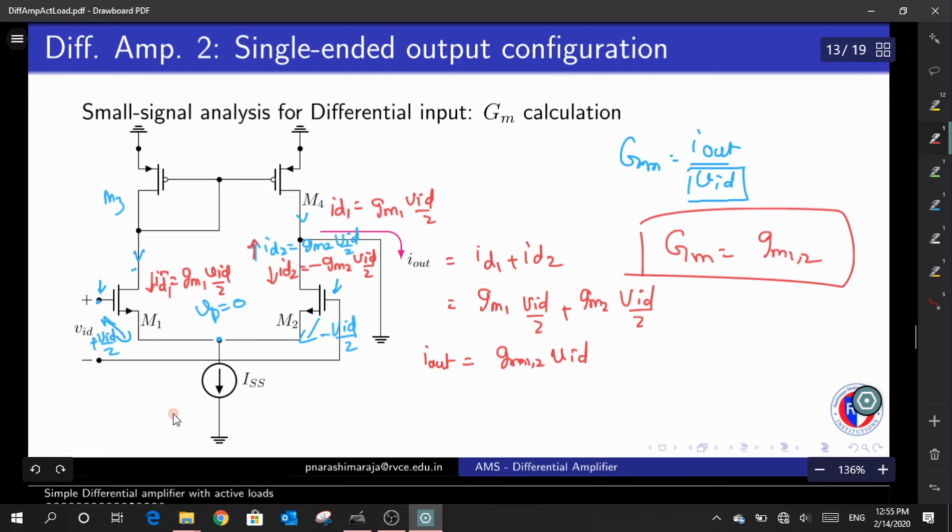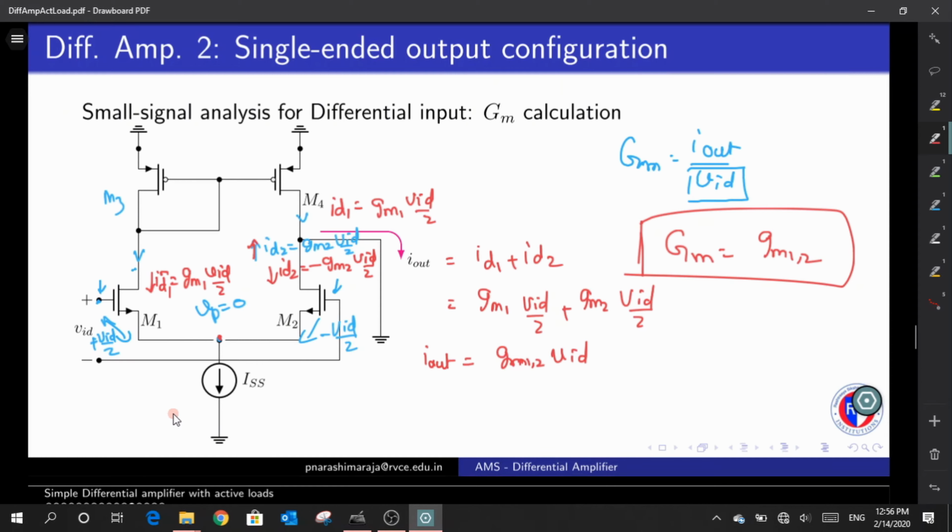You see, from the previous case we had only half the value of gm1,2, and right now when I remodified this load, I could get the complete value of gm, and none of the current flow through this particular path is being wasted. Clear? Now, let us do the computation for Rout.